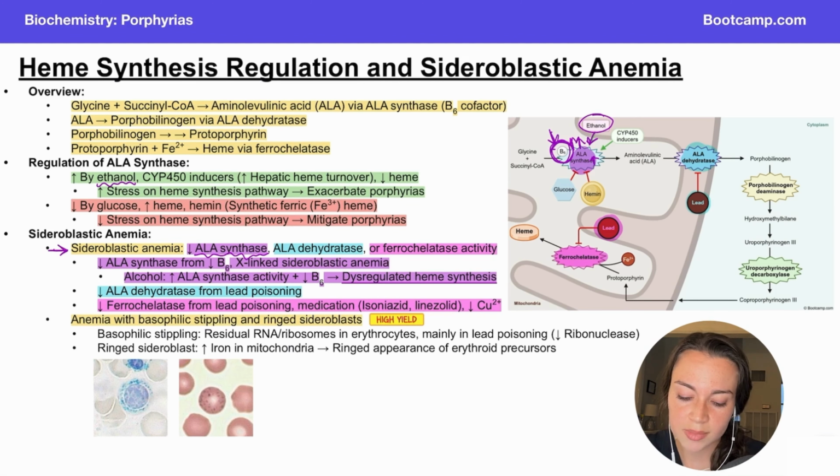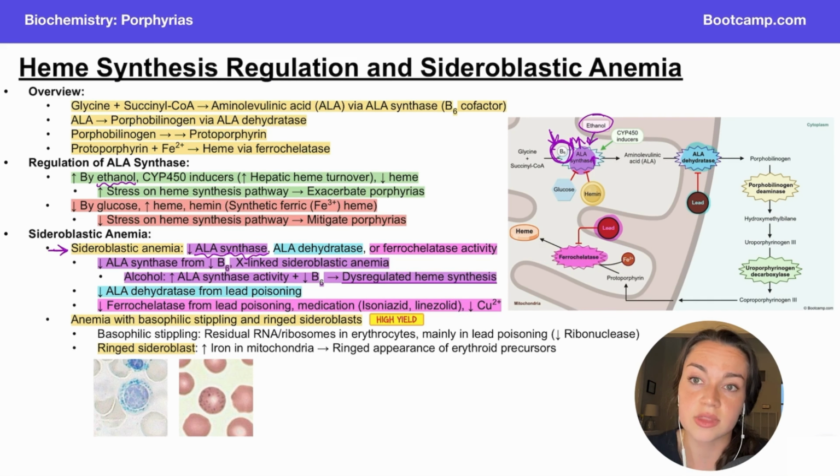I'll actually start by talking about ringed sideroblasts. And ringed sideroblasts will be present regardless of whether this is an inherited or an acquired sideroblastic anemia. Basically, in sideroblastic anemia, regardless of what step is knocked out, we're not doing this heme synthesis where we incorporate iron into heme.